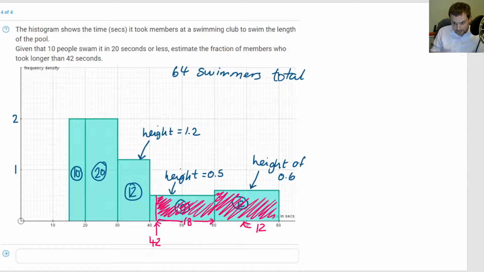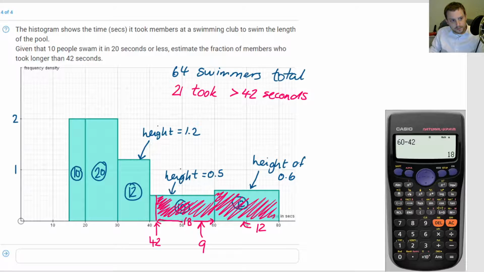It says 12 there. Now this isn't quite 10 anymore, because there's some swimmers who took between 40 and 42 seconds. So let's actually work out how many it is now. If it's 18 along and 0.5 up, if you do 18 times 0.5, you get 9. So altogether, it's 9 plus 12, which is 21, who took longer than 42 seconds. Which means my answer is 21 out of 64.